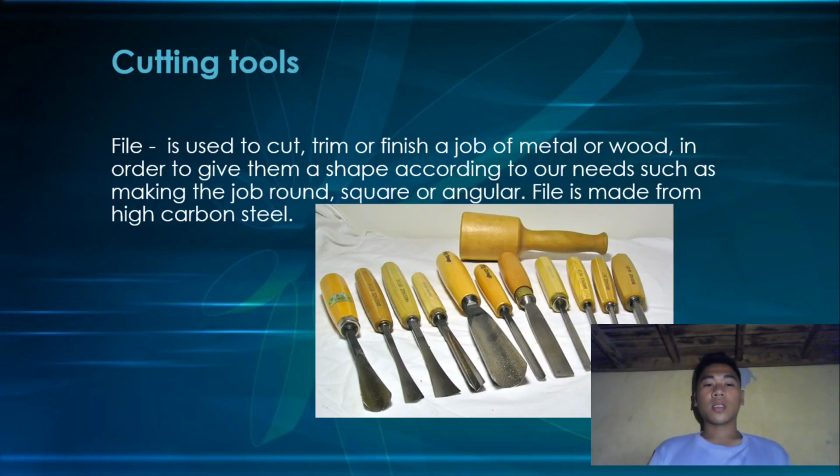The second one is the file. It is used to cut, trim, or finish a job of metal or wood in order to give it a shape according to our needs, such as making the job round, square, and angled. File is made from high carbon steel. So the files are also necessary to smooth the metals that are sharp.